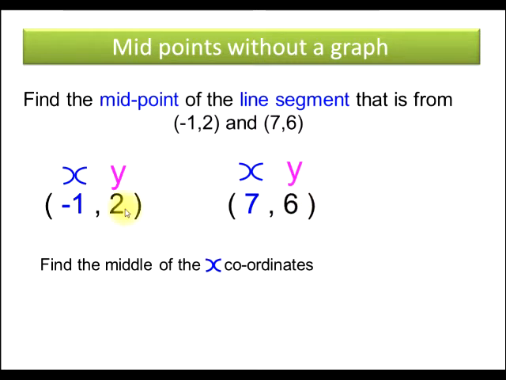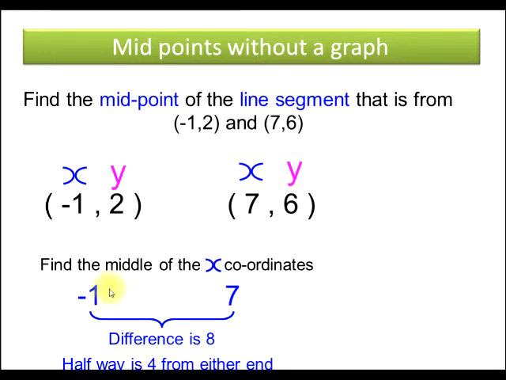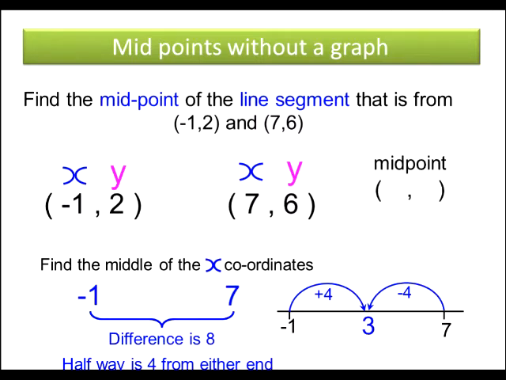So let's find the middle of the x coordinates, and I like to think of them on a number line. So the difference between them is 8. So halfway, if that's 8 steps, we're going to have to take 4 steps, and that is in either direction. So I could go up 4 or down 4, like I'm going to show you on this number line. So if I go up 4 or I go down 4, I will get to the middle, which is therefore 3. So my first x part of my midpoint is 3.